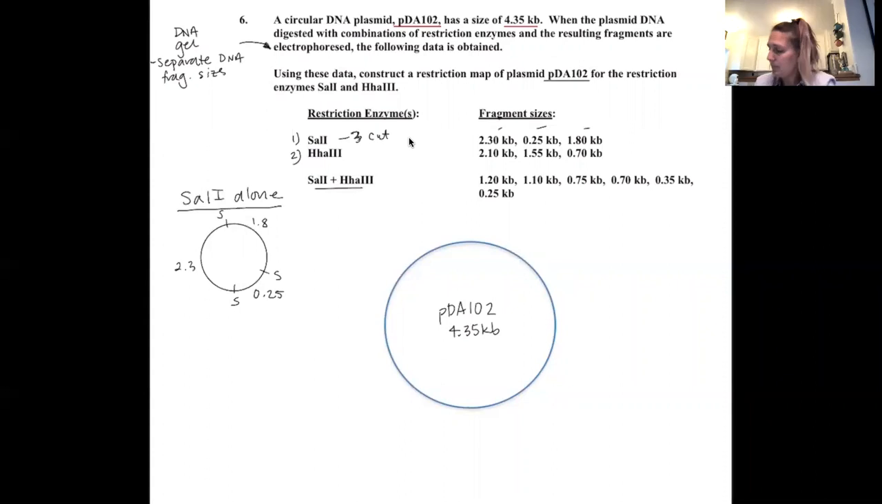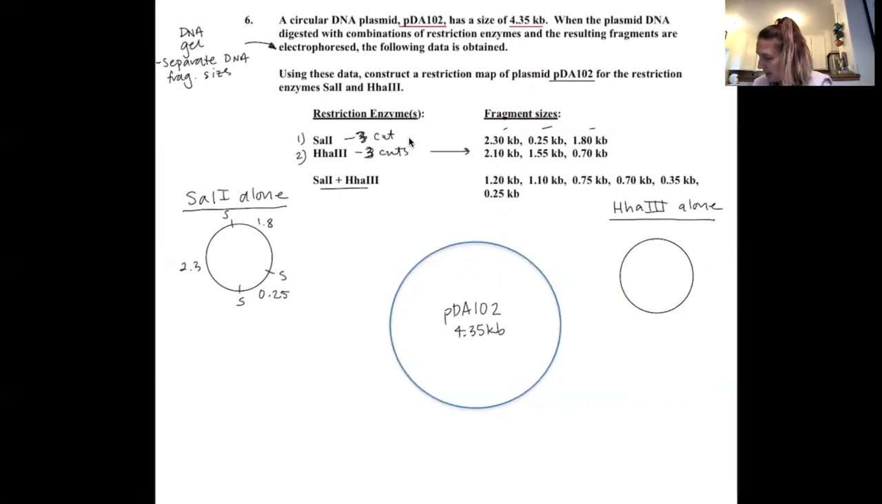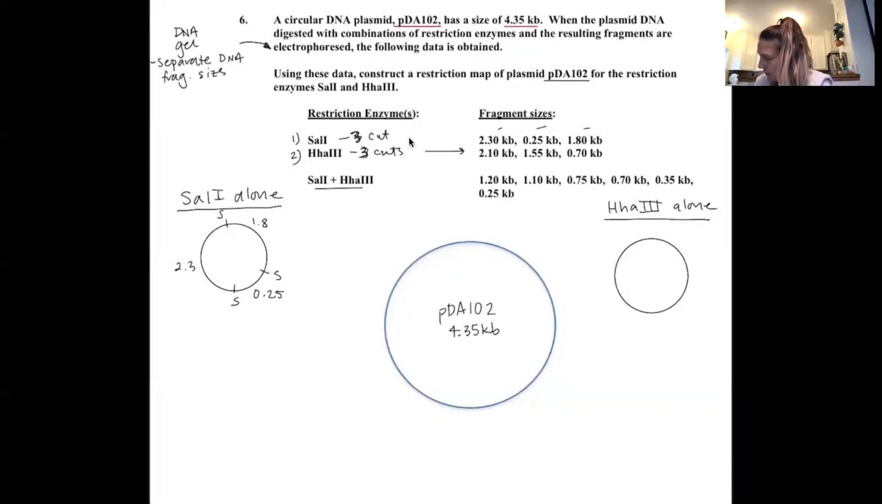We're gonna do the same for HHA3. So this is for HHA3 alone. So again, I'm gonna draw a little plasmid, and then I know that there are, again, going to be 3 cuts, because there are 3 restriction sites, and three fragments result from that, right? So we have, let's see, 3 cuts. And again, I'm just gonna draw them anywhere.